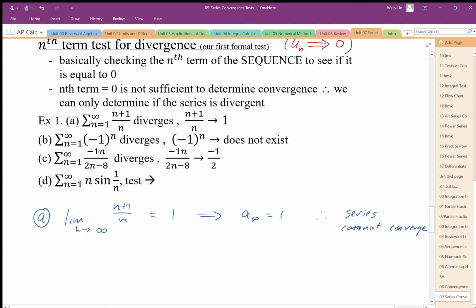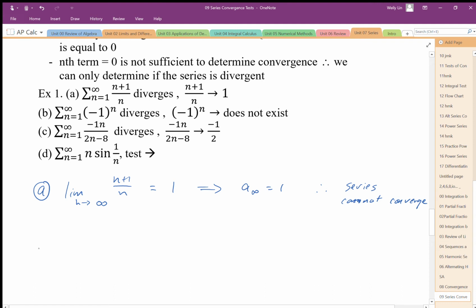For this one here, we can do the same thing, just a little bit more formally. Basically, now we're formalizing this, just saying the limit of (-1)^n over 2n minus 8, as n goes to infinity, is tending towards -1/2. However, since it's going between positive and negative, we can also say that the limit does not exist. Therefore, it's divergent.